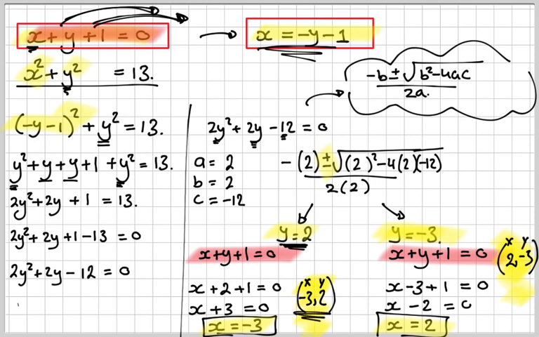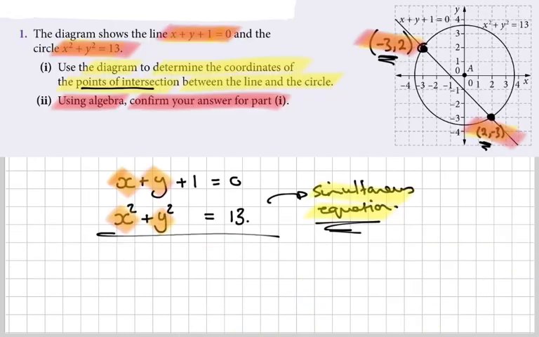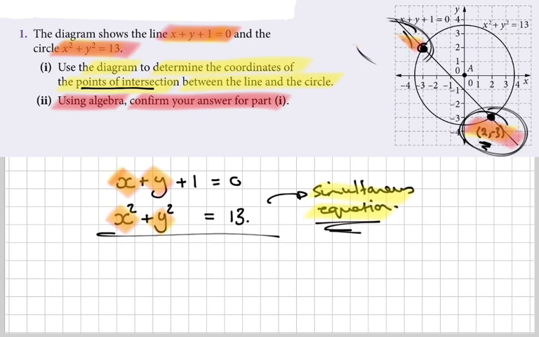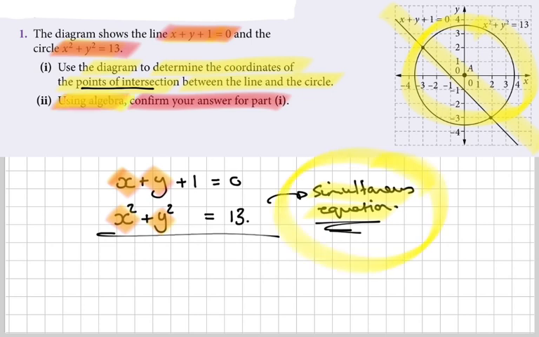Now, why are these answers significant? If I just go back and keep them in mind now, and look at my circle and my line, that's where I said they were crossing. I said they were crossing at the point 2, minus 3 and the point minus 3, 2. And look, those are my answers. Minus 3, 2, 2, minus 3. So if you want to solve where a line and a circle intersect, and you want to do it with algebra, you will have to use simultaneous equations to do it.